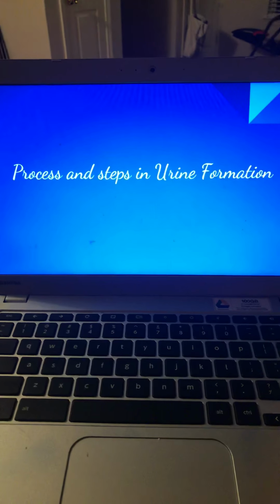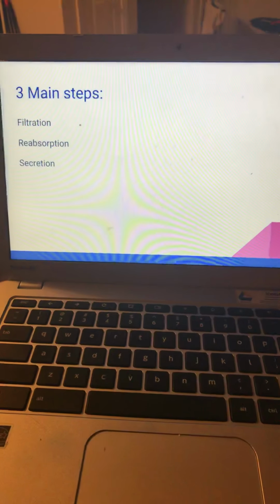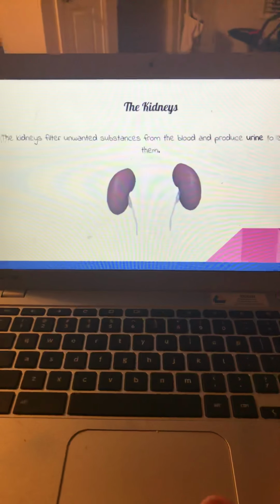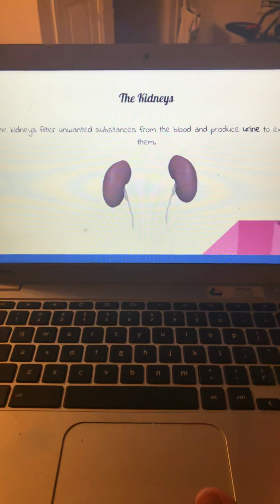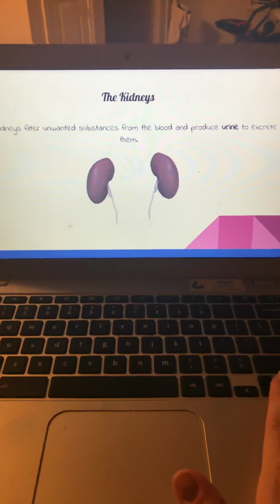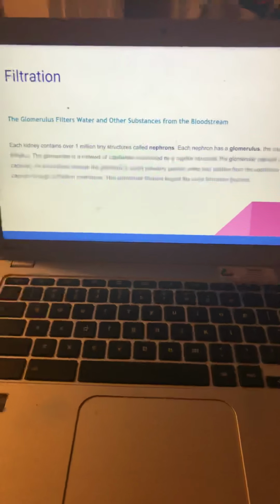This is the process and steps in the urine formation. There are three main steps: filtration, reabsorption, and secretion. The kidneys filter unwanted substances from the blood and produce urine to excrete them. The first part is filtration.